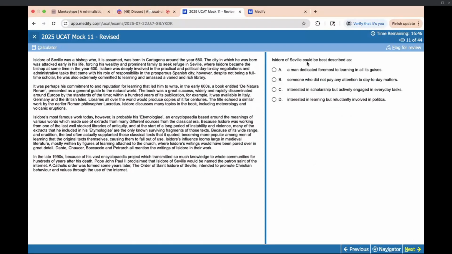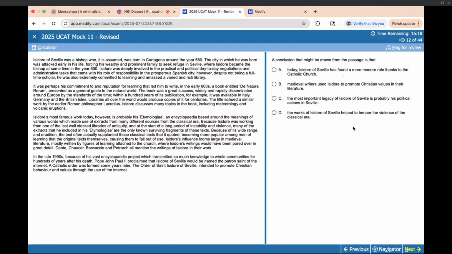It could be best described as, this is, apart from learning a master varied and rich library, so it's not just that. No, they did say that. Yeah, it's engaged in everyday tasks while also being scholarly. Conclusion from that is true.